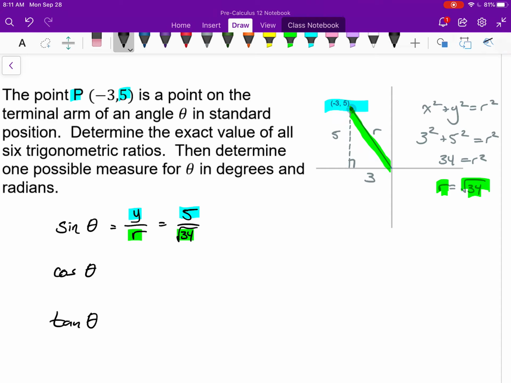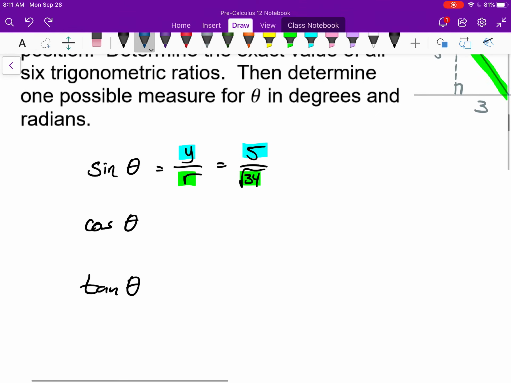I don't know what the angle is, because again, you may think the angle is going from here to here, but we don't know if it is. It could be going backwards. It could be going around and around. We don't know how the terminal arm ended up in that spot. It doesn't matter what the angle is. All that matters is where the terminal arm ended up. If it ended up going through (-3, 5), the sine of the angle will be 5 over root 34. And how is that useful?